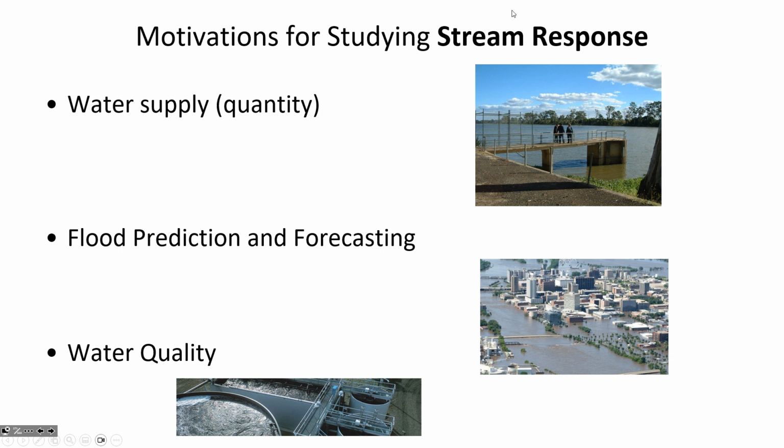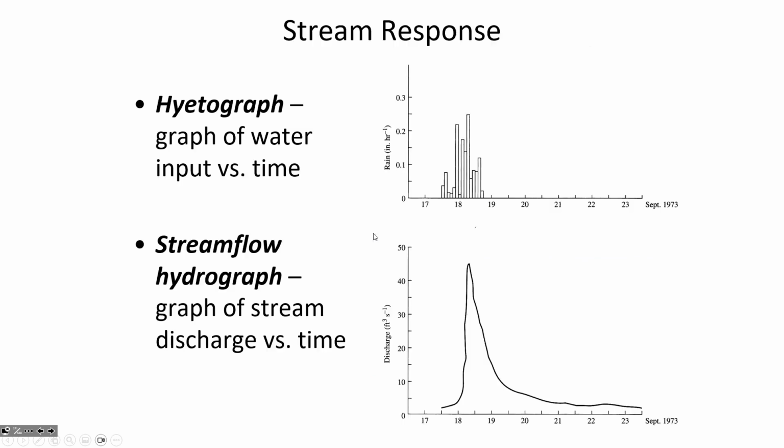But let's talk more about what is stream response. This is why we're interested in it. But what is stream response? Well, the simplest way to understand what stream response is, is the link between rainfall patterns and runoff. We've already talked about what a hydrograph is. This word hydrograph is a time-based representation of the rainfall. And it can either be expressed as depths or as intensity. And here, this is a rainfall intensity hydrograph.